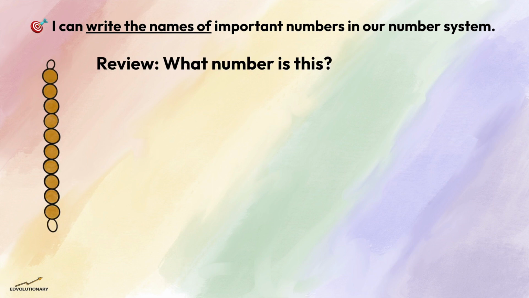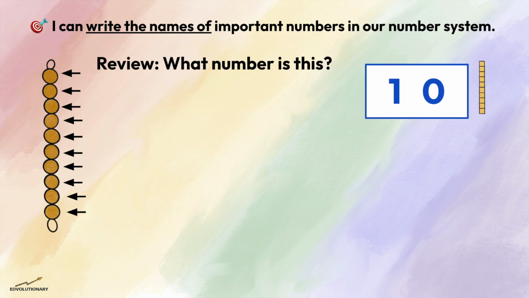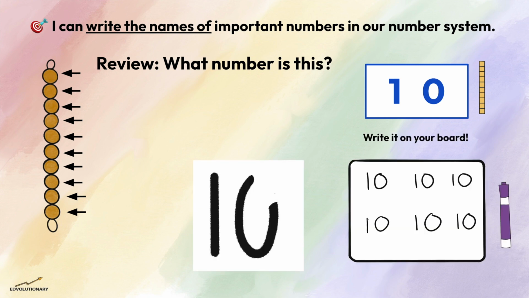All right, let's review. Which number is this? Probably most kids are going to remember that that's 10. We'll say, let's count to check. 1, 2, 3, 4, 5, 6, 7, 8, 9, 10. Remember when we were talking about ones, tens, hundreds, and thousands? This is the same thing as a 10. A 10 is a 10, and this is what it looks like. Let's write it, because we're going to get to some new ones now.